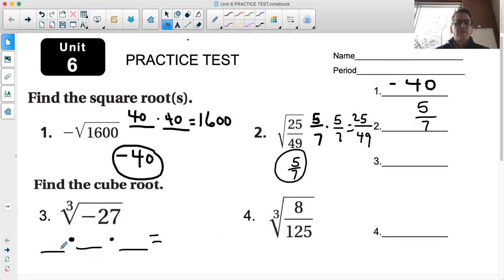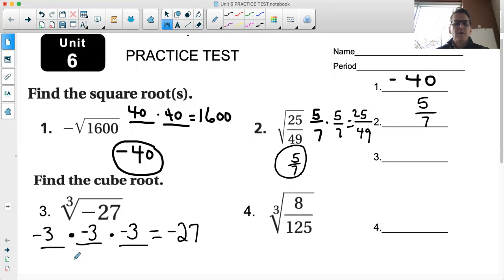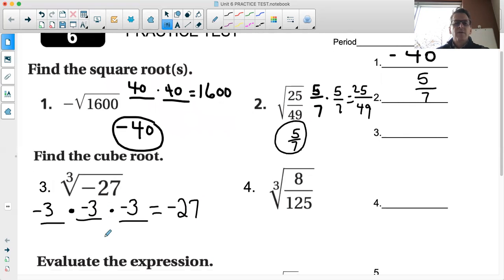Thank you. So when you multiply that number times itself and then times itself again, you would get negative 27. This is also a perfect cube, which would be negative 3. Negative 3 times negative 3 is a positive 9. Positive 9 times a negative 3 is negative 27. So the cube root of negative 27 would be negative 3. And that'd be one of those perfect cubes we've talked about in class.